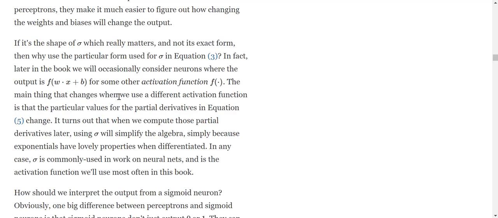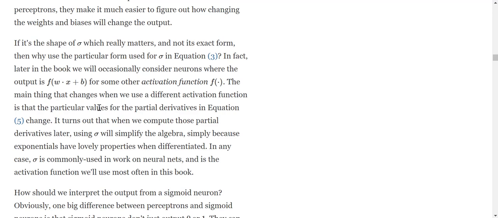The main thing that changes when we use a different activation function is that the particular values for the partial derivatives change. Obviously, they would change because now when you take the partial derivative, you have another function to consider. It turns out that when we compute those partial derivatives later using sigmoid, we'll simplify the algebra simply because exponentials have lovely properties when differentiated. If you've taken any calculus class, you might know that the derivative of e to the x, the exponential, is itself.